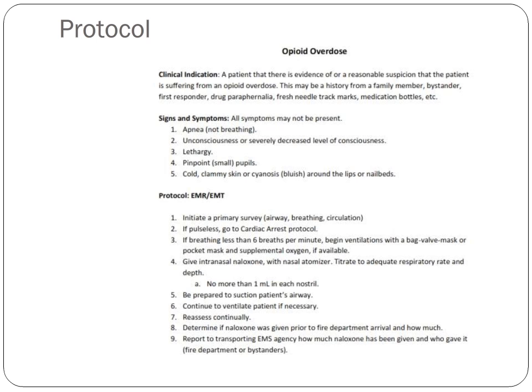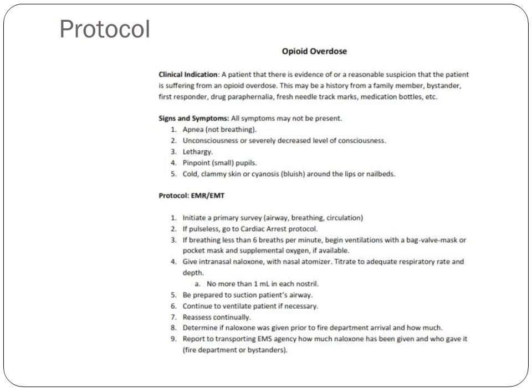Give intranasal naloxone with a nasal atomizer. Titrate to adequate respiratory rate and depth. Remember to give no more than 1 milliliter of fluid in each nostril. Be prepared to suction the patient's airway. Continue to ventilate the patient as necessary.